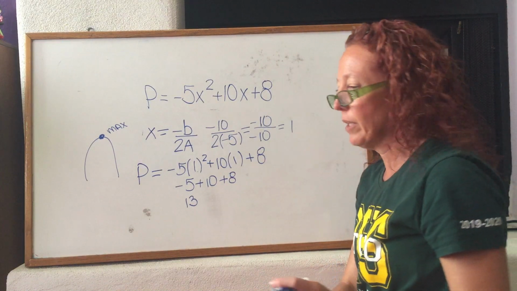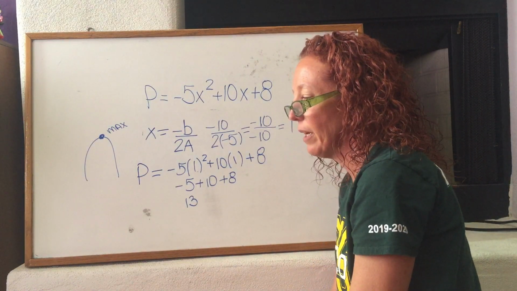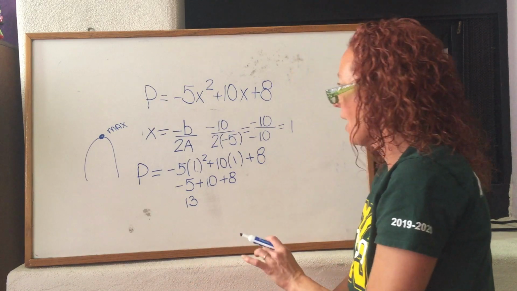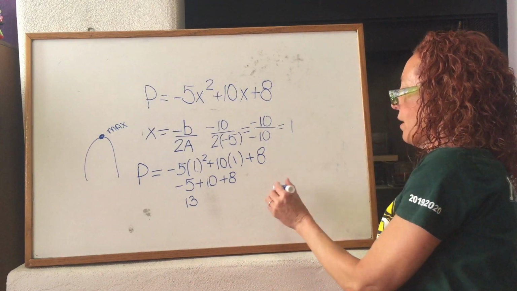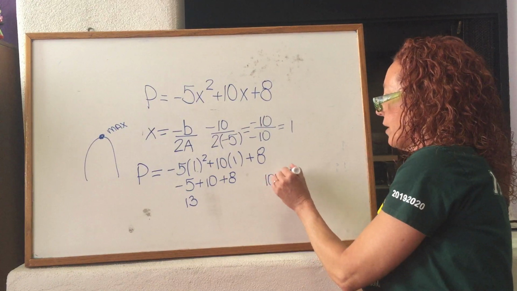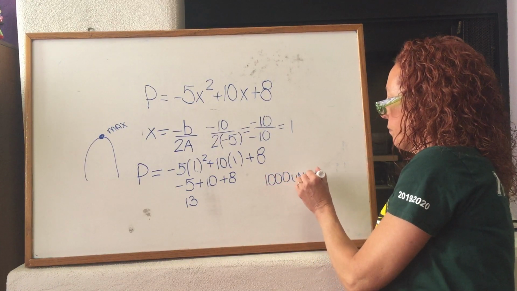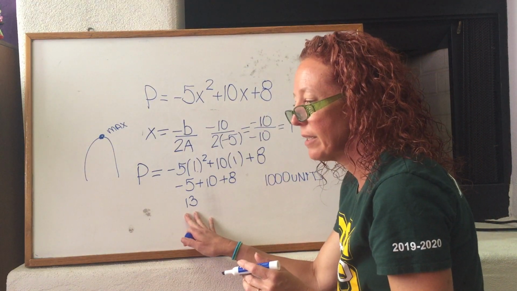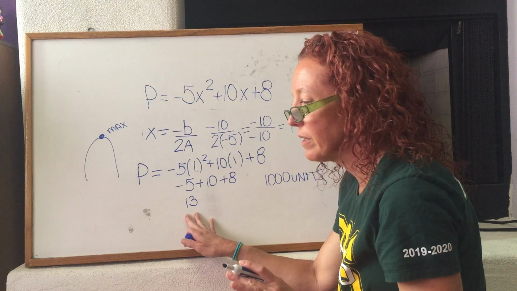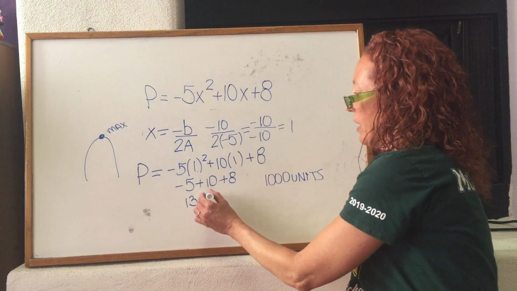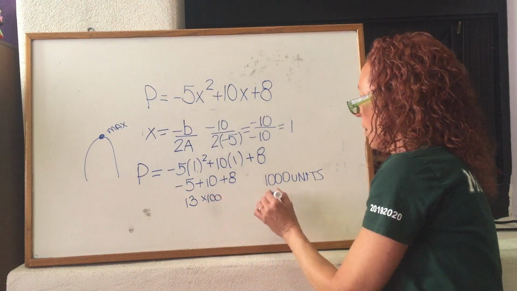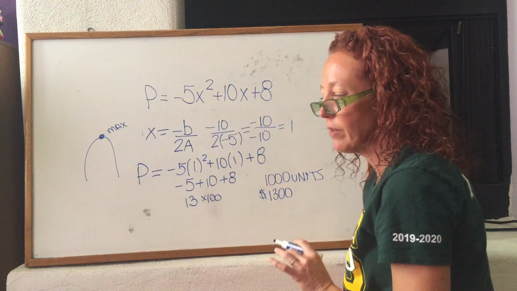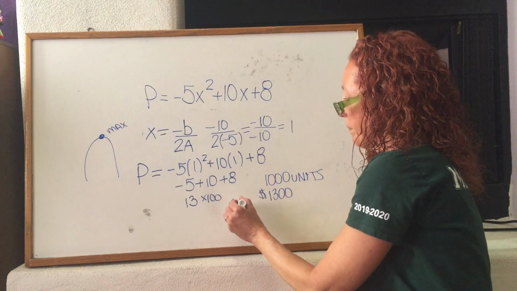We have to check the units to make sure what kind of units we're talking about. It says x is the number of units produced per week in thousands. Since x is 1, that represents 1,000 units. And 13 for y represents, where does it say, hundreds of dollars. So 13 times 100 is a profit of $1,300, which makes the correct answer A.